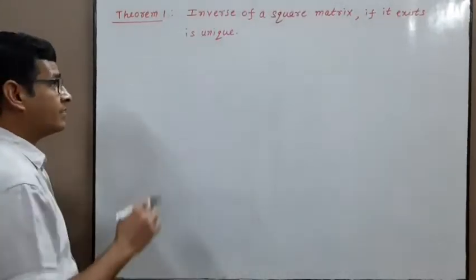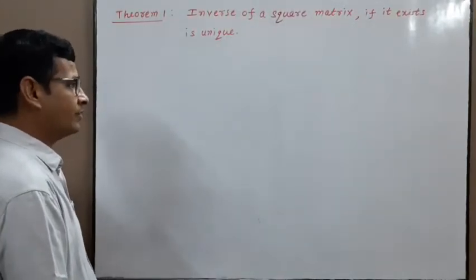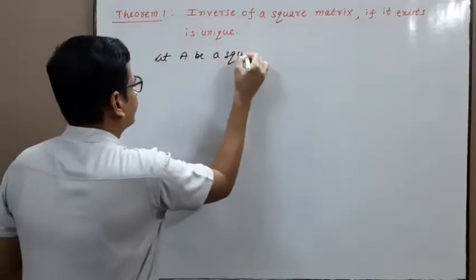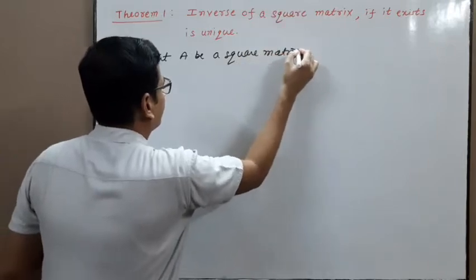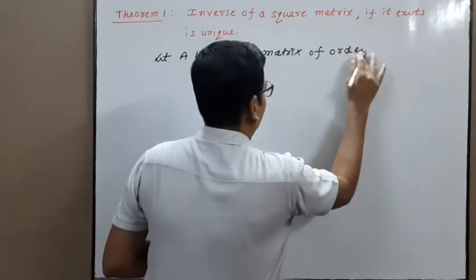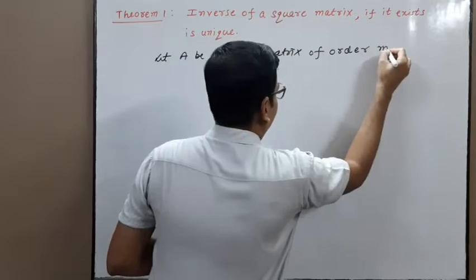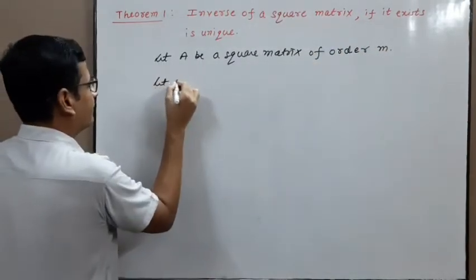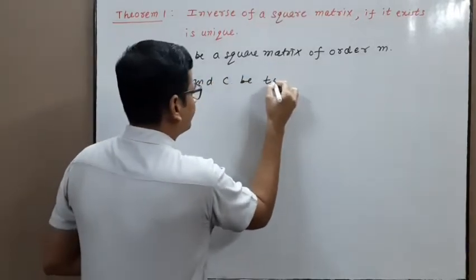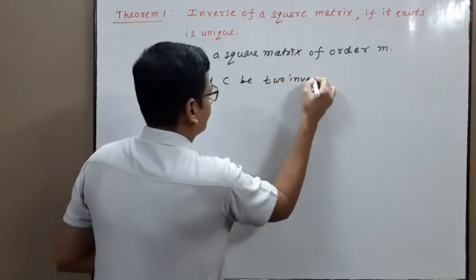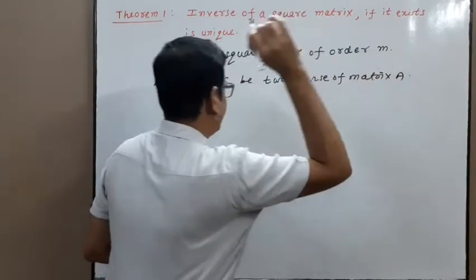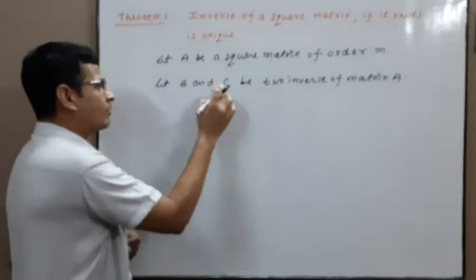Theorem 1. Inverse of a square matrix if it exists is unique. Let A be a square matrix of order M. Let B and C be two inverses of matrix A. Then we have to show B equal to C.